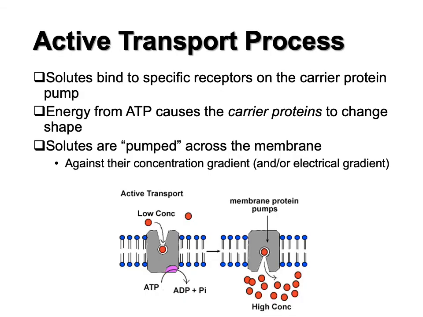Active transport process. Solutes bind to specific receptors on carrier proteins. Energy from ATP causes that carrier protein to change shape. Solutes are pumped across the membrane against their concentration gradient. Very similar to facilitated diffusion. The only difference is facilitated diffusion doesn't require energy and it goes down the concentration gradient, whereas in active transport, it's going against the concentration gradient.